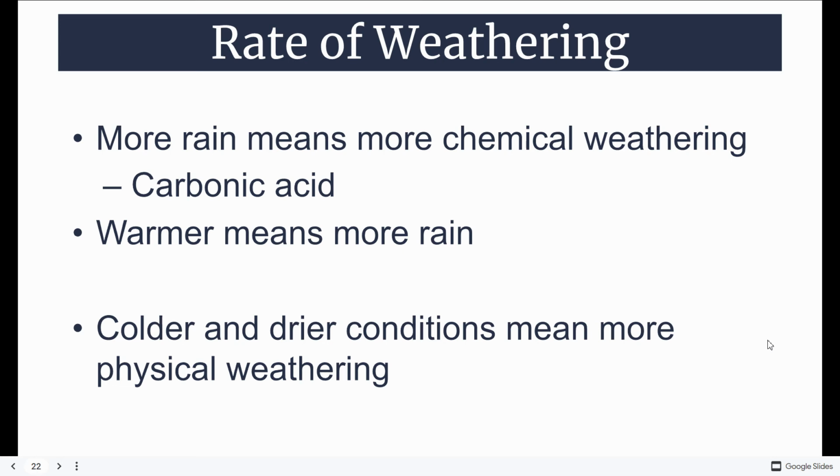When it's colder or drier, you're going to have more physical weathering. So these are going to be arid locations, places that don't see a lot of rain. Typically, these are going to be places where you're going to have lots of the physical weathering. So the frost wedging from the cold temperatures, you do have a little bit of water that freezes and thaws. That's going to give you the frost wedging, frost heaving. You're going to have a lot of weathering by things hitting each other, those kinds of things.